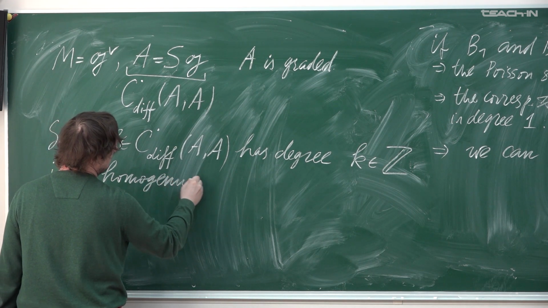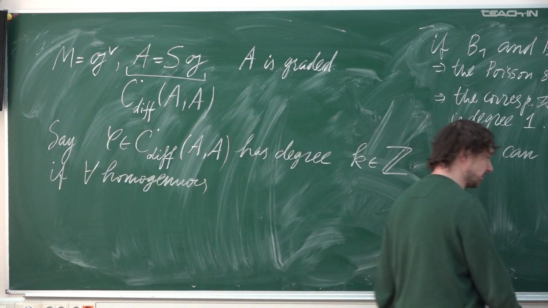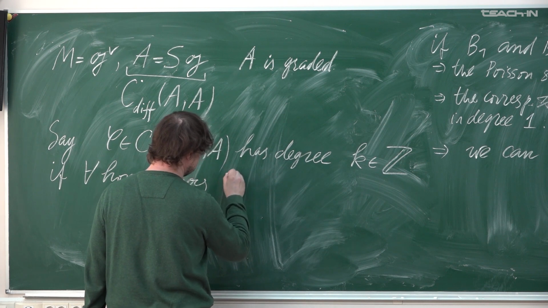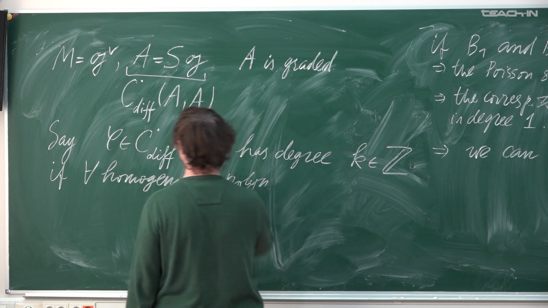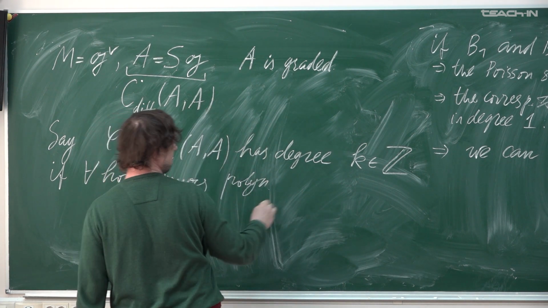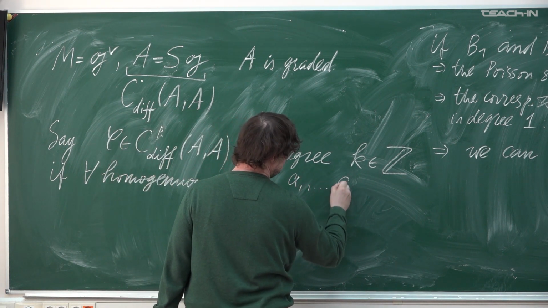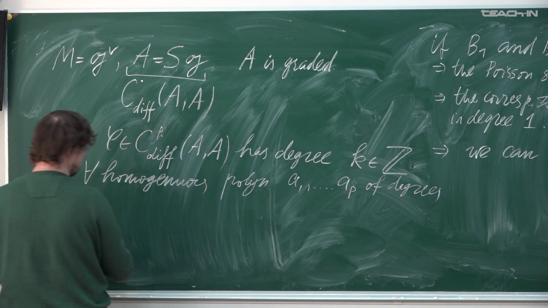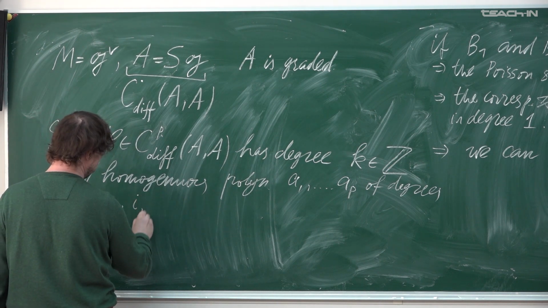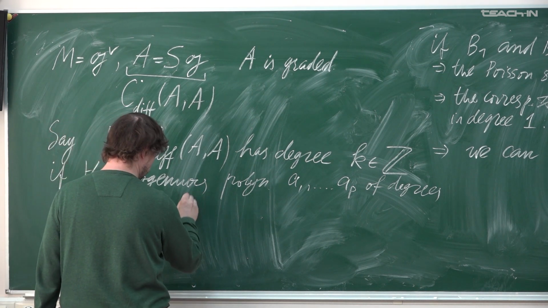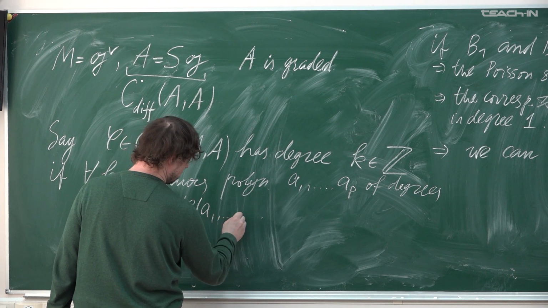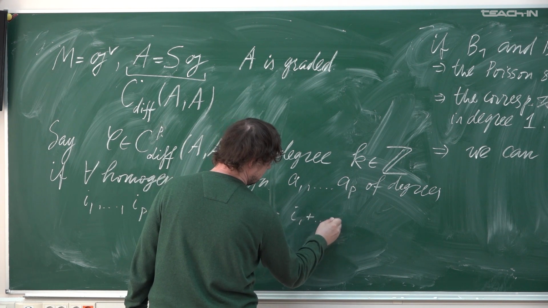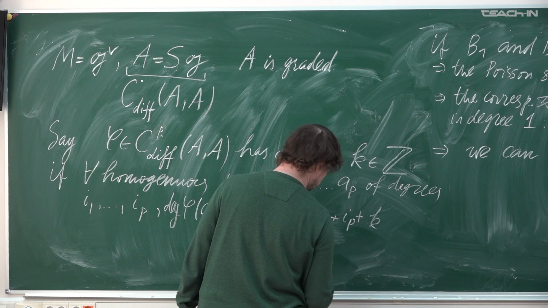We're running out of the chalk again. Chalk is evaporating with remarkable speed. For all homogeneous polynomials, let it be of degree p, a1, ..., ap of degrees i1, ..., ip, phi of a1, ..., ap will have degree the sum i1 plus ... plus ip minus k. Plus k.